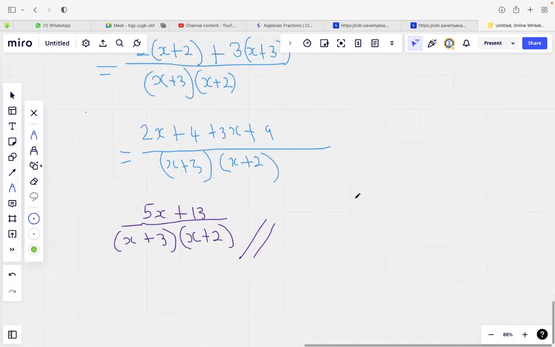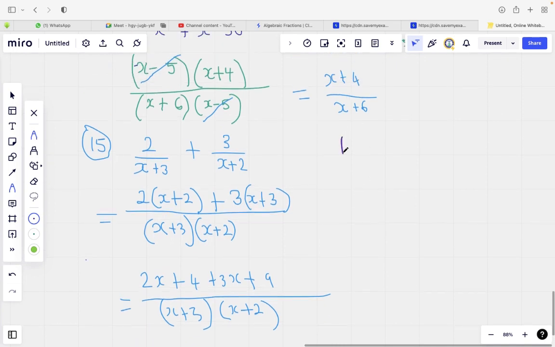Okay, let's say question number 16. Let's say we have 5 over p plus 3 minus 3 over p minus 5. They're very similar. I don't think you have a problem with this already. So can you do this one quickly? Okay.